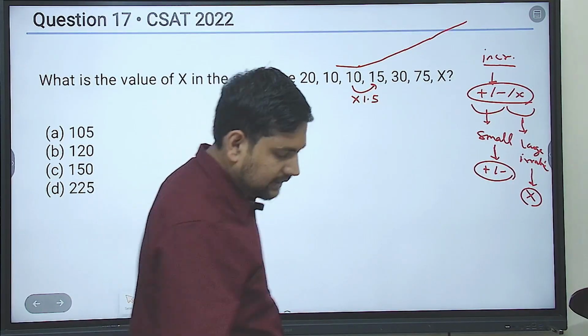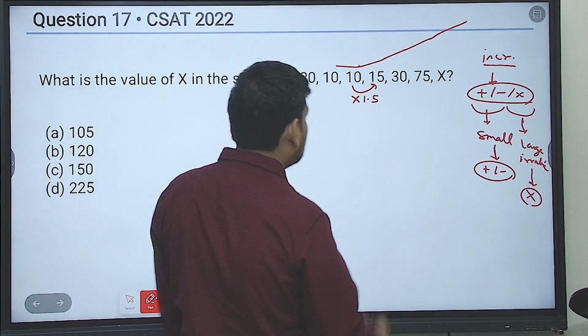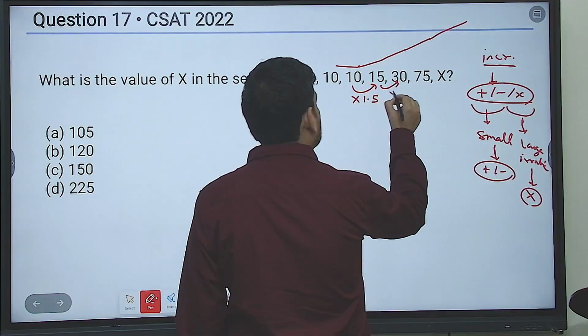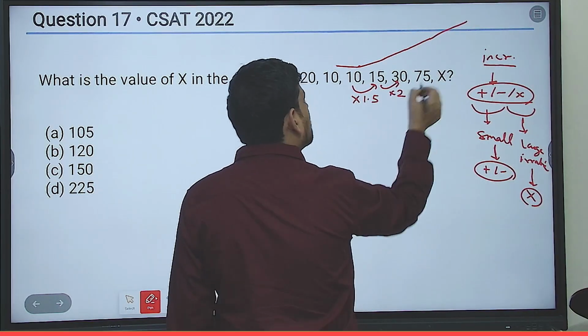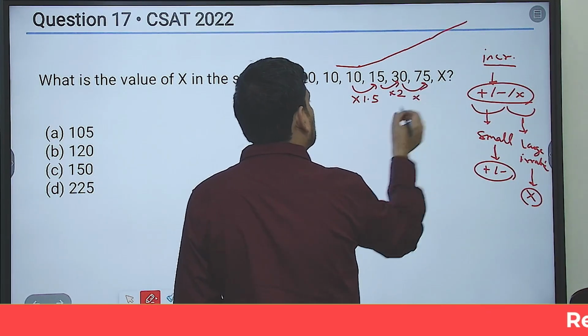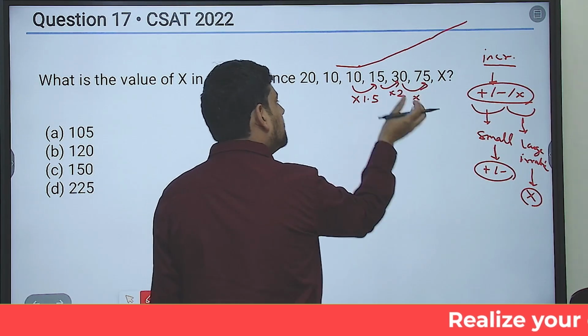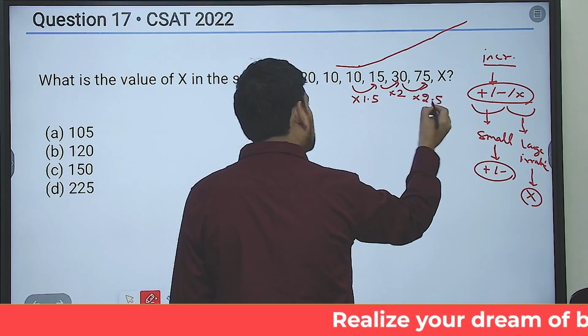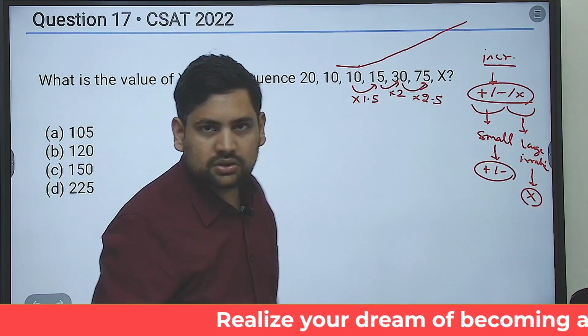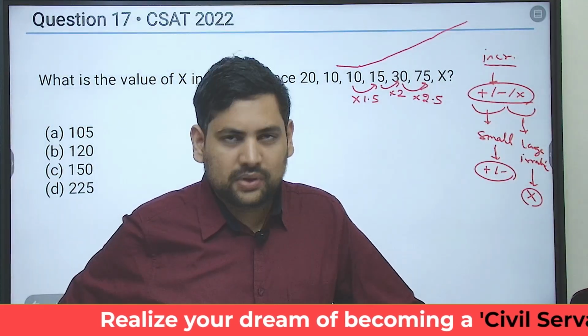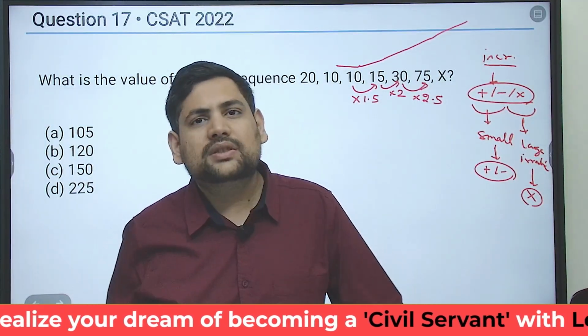Then next will be 15 to 30. So this is into 2. Then 30 to 75. This is what, by the pattern only you can understand. 1.5, 2, next will be 2.5. Also it is satisfying. 30 into 2 is 60. 30 into 0.5 is 15. So 60 plus 15, 75.